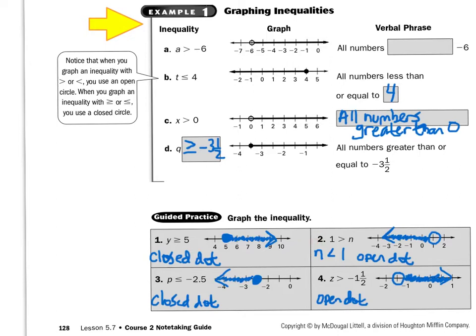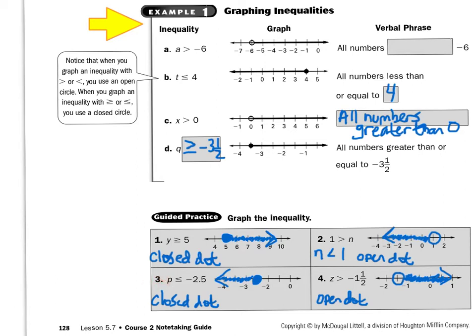Take a look at 2. See how they try to trick you? They say 1 is greater than n. Well, I want you to write it with the n first, just like you would say it to me out loud. If I started at the n, I would have to say n is less than 1. So that's the way I want you to write it. And then, since it cannot be equal to, put that open bubble, that open dot at 1, and shade everything to the left, everything smaller.